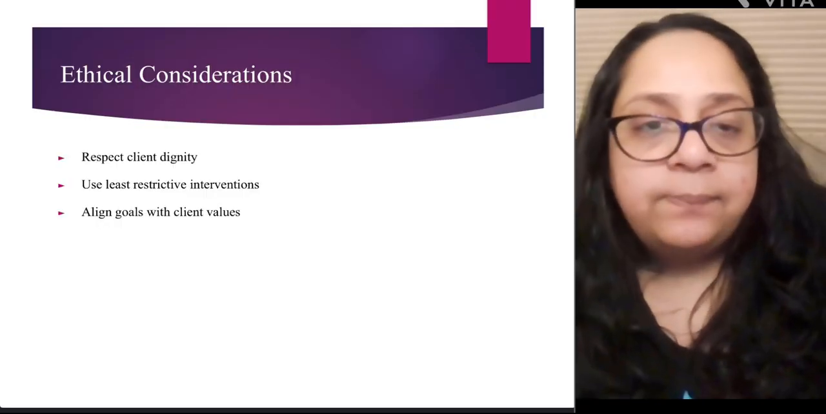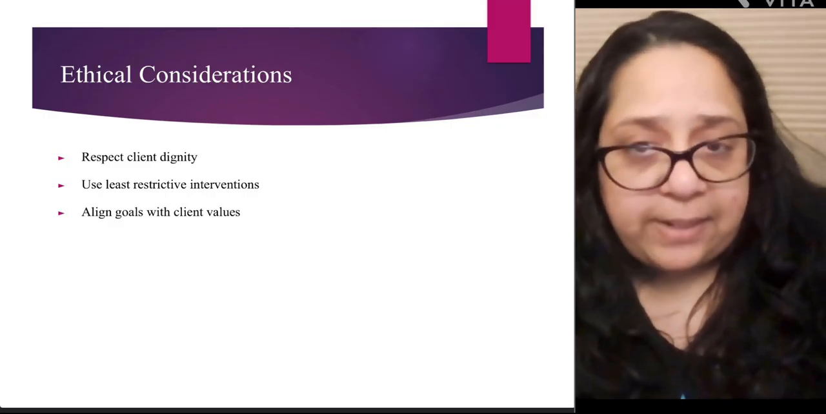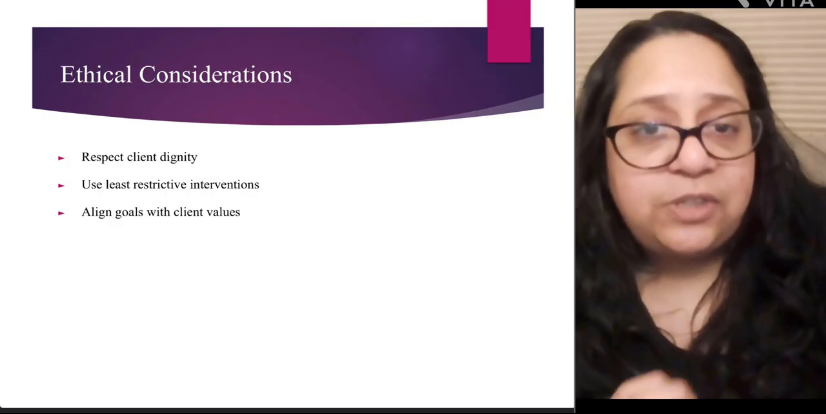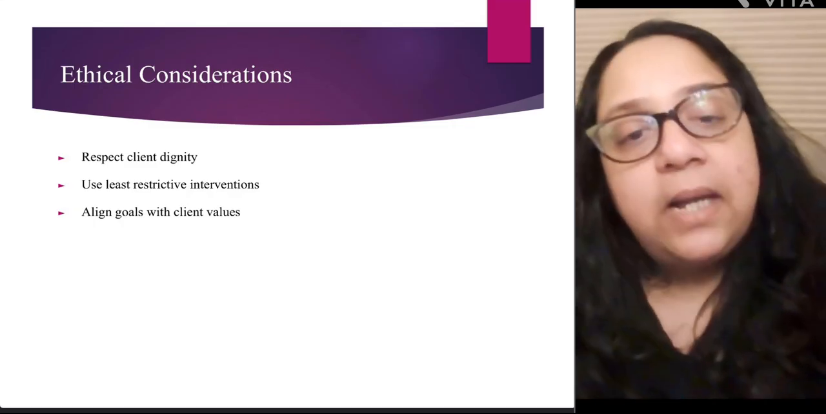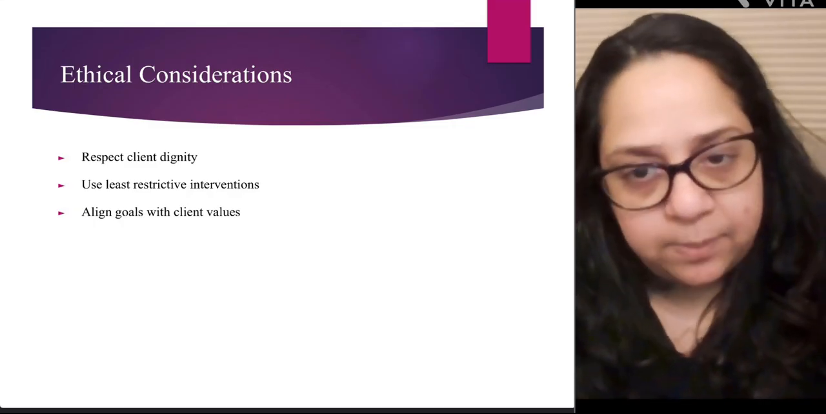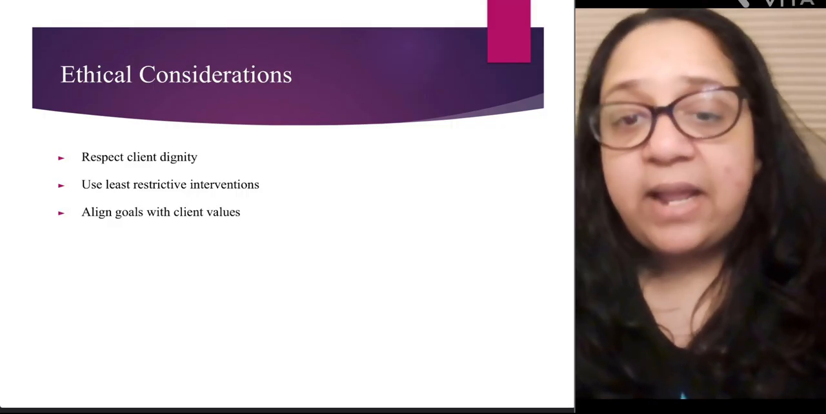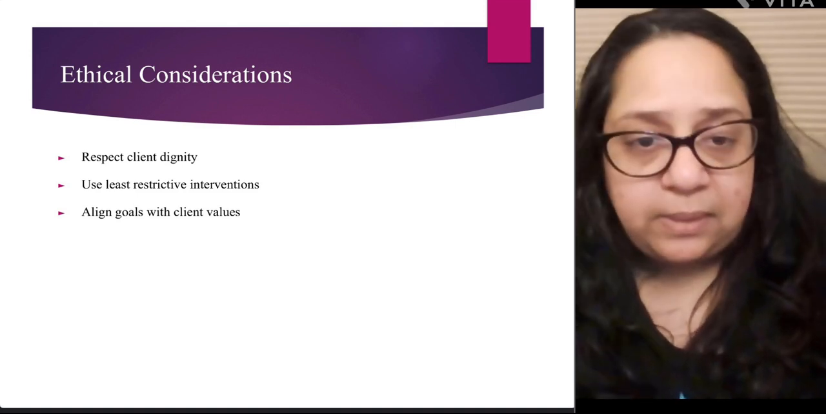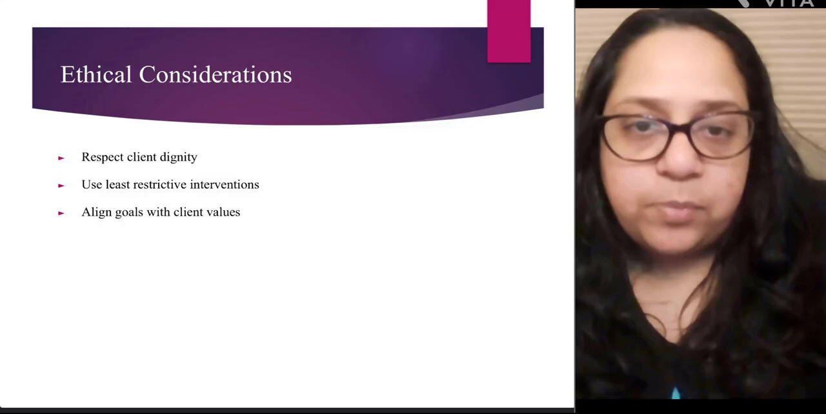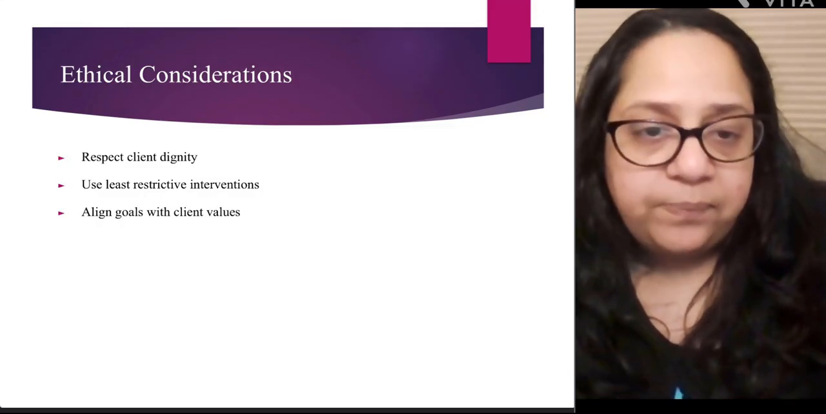Ethical considerations. Ethics are embedded throughout every step of behavioral practice. The BCBA Ethics Code requires behavior analysts to prioritize client dignity, obtain assent when possible, use least restrictive procedures, and focus on socially meaningful outcomes.